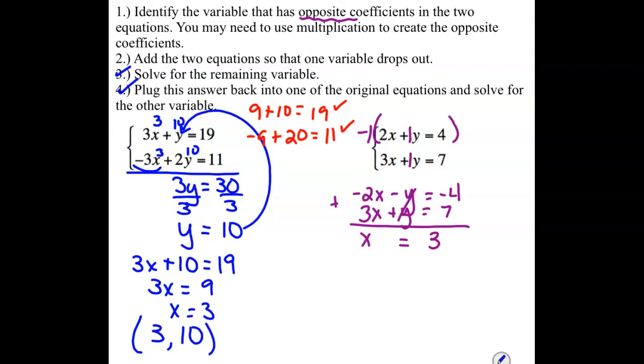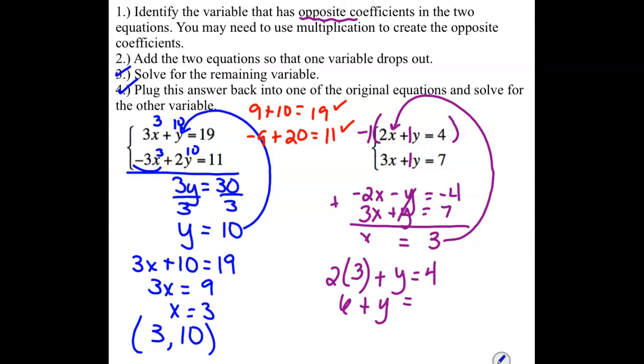And now we can plug that back in. Again, we can use either equation. I'll just put it in the top one, to figure out our y value. So we have 2 times x, which we now know is 3, plus y equals 4. So 6 plus y equals 4. When we subtract the 6, we get y equaling negative 2. So our ordered pair would be 3, negative 2.